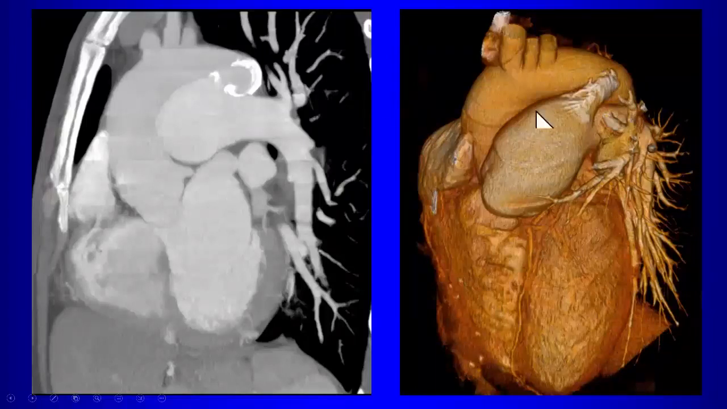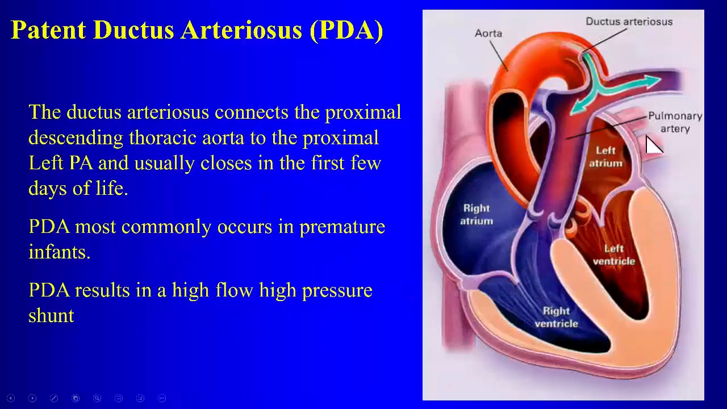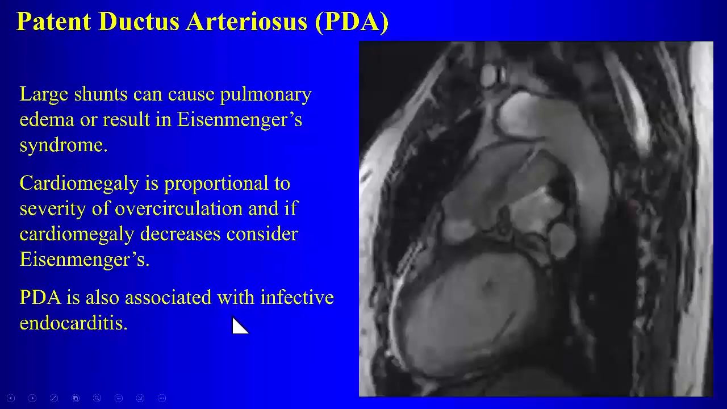And again, these can calcify in adults. Notice the big pulmonary artery here from that PDA. So PDAs usually can produce large shunts. These are most common in premature infants. They can produce high flow, high pressure shunts. So if they're very large, they need to be fixed, right?